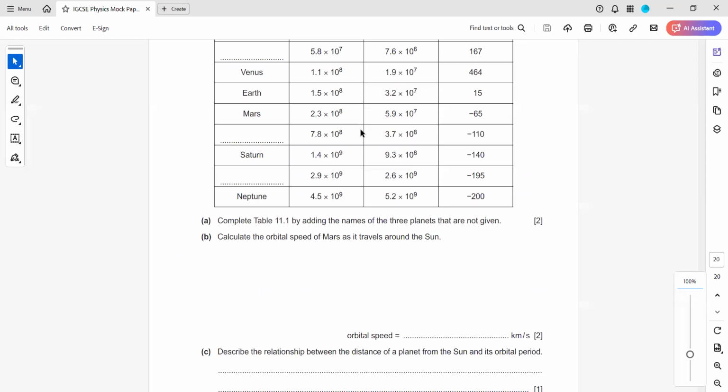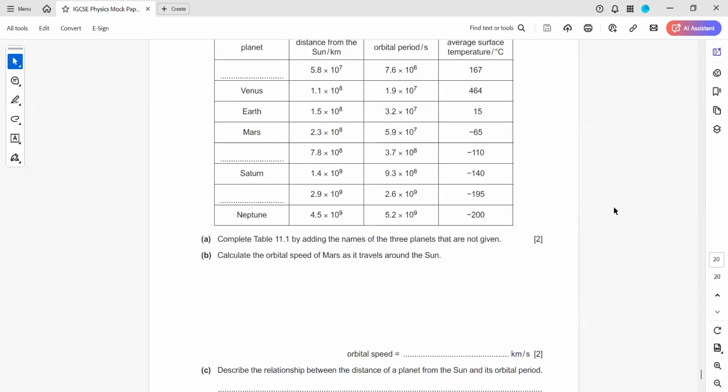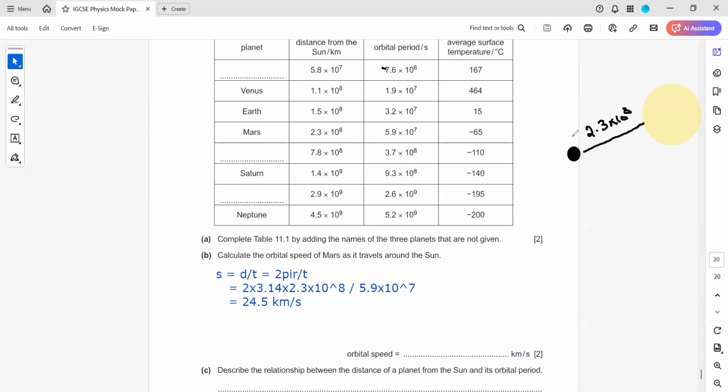So the distance from the sun is actually a radius. Like this is our sun, so this is representing our sun. And here we have the Mars. The distance from the sun in kilometer is given. How much is it? That is 2.3 × 10^8. Because Mars will move in a circular path, this is the radius that is given.